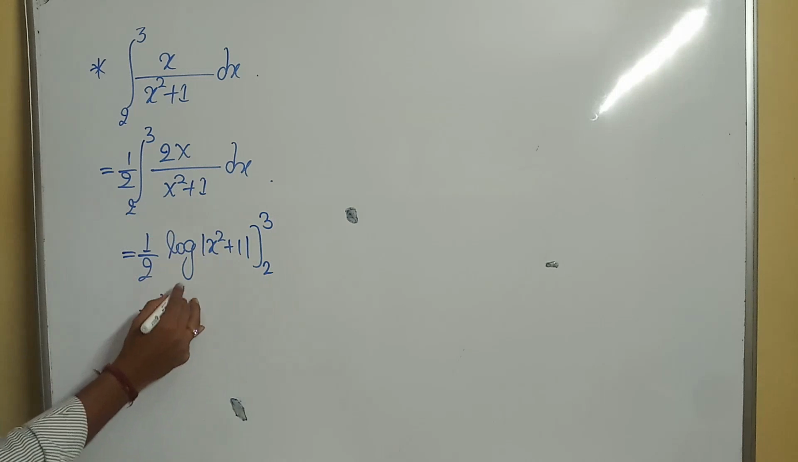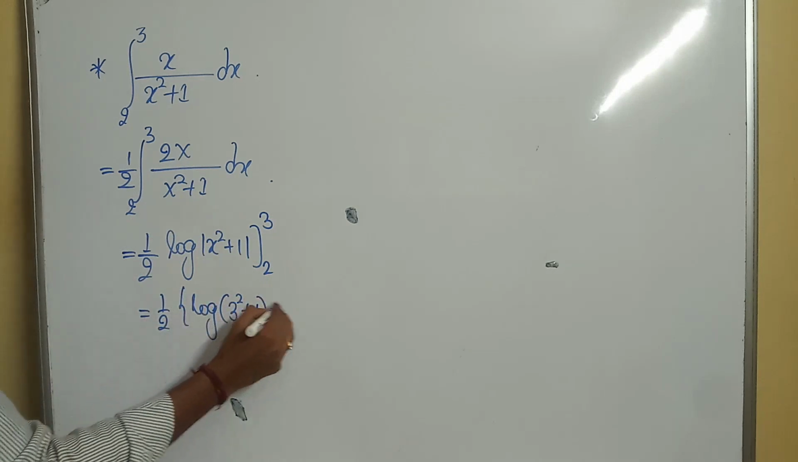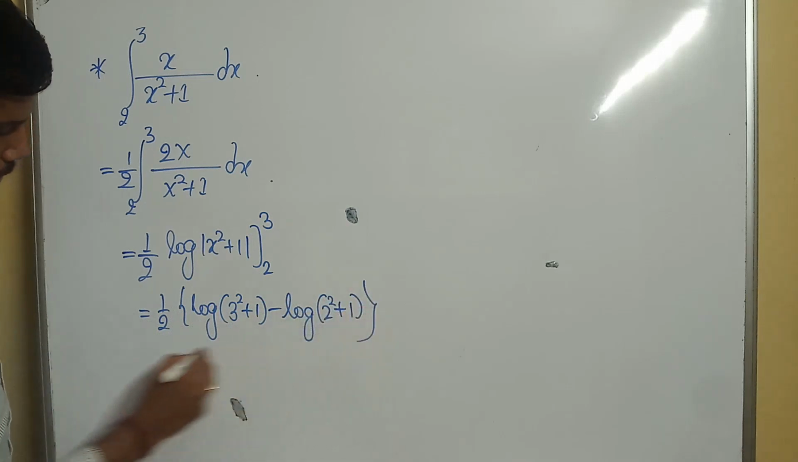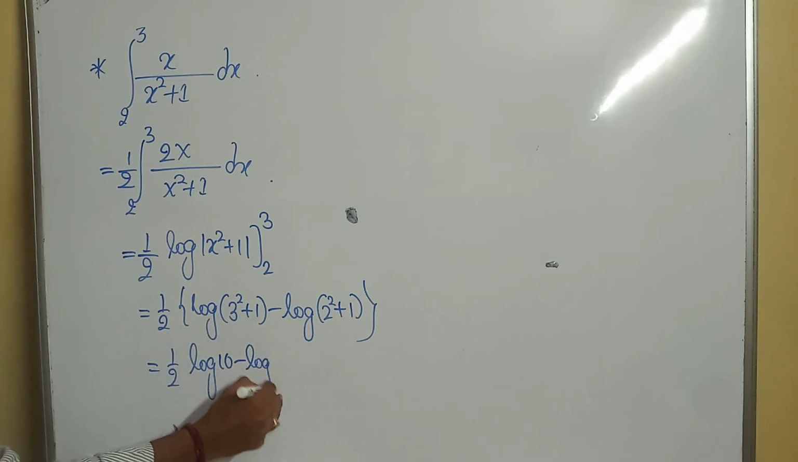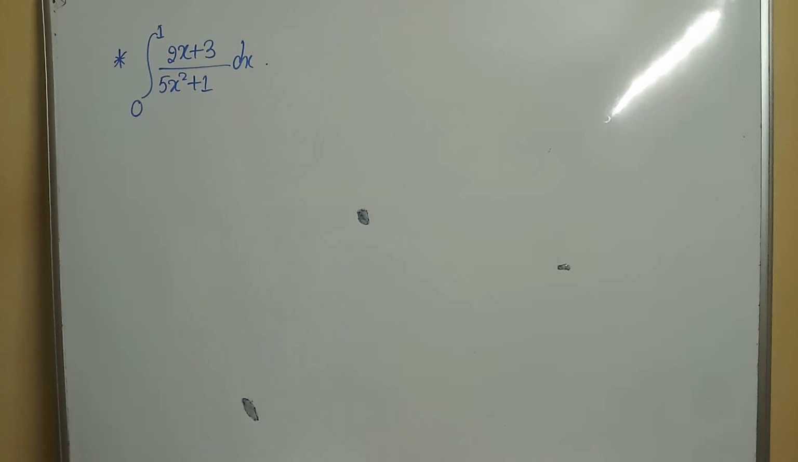Okay. 1 by 2 log of 3 square plus 1 minus log of 2 square plus 1. Okay, it will be 1 by 2 log of 3 square plus 1 which is 10, minus log of 5. Okay, log a minus log b will be log of a by b, 10 divided by 5. The value will be 1 by 2 log of 2. Got it? Observe the next problem.